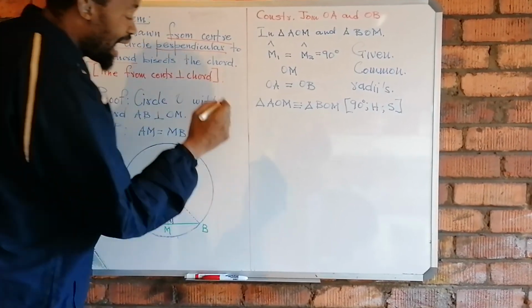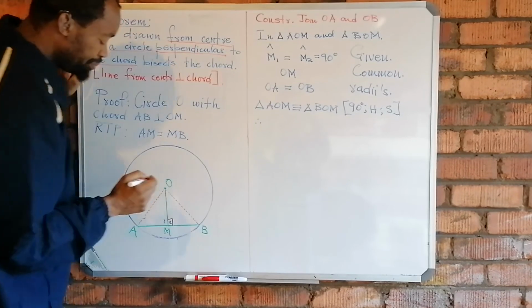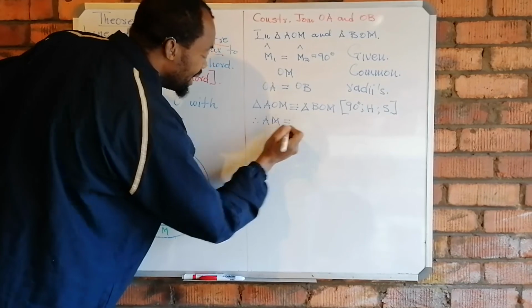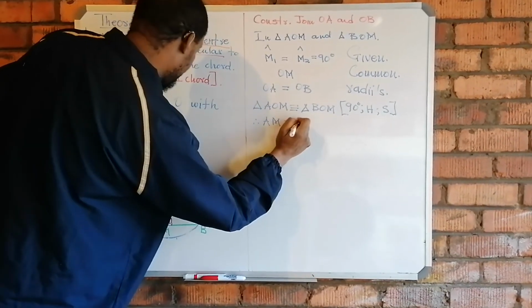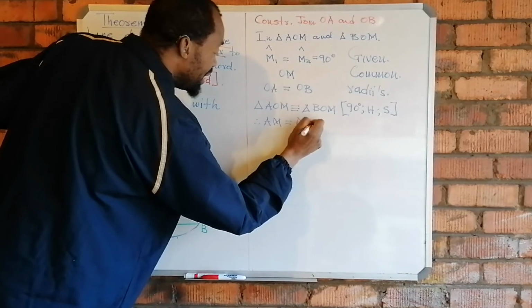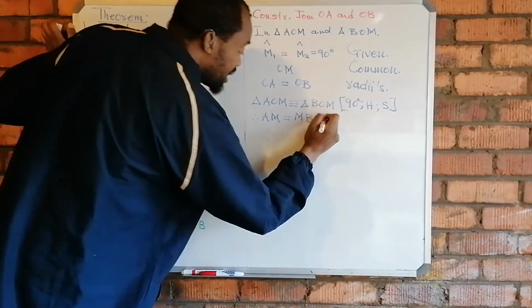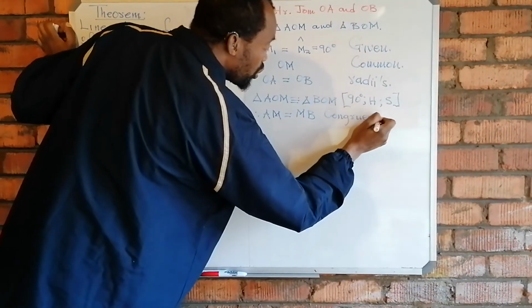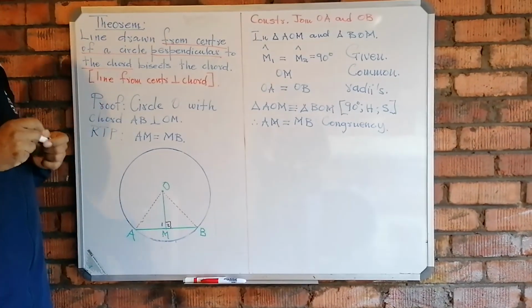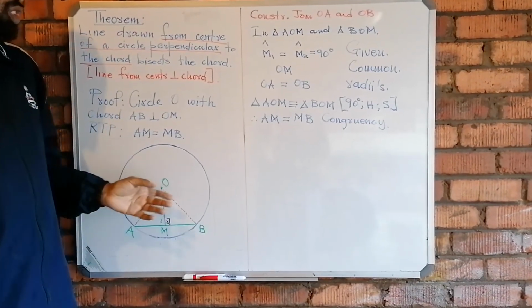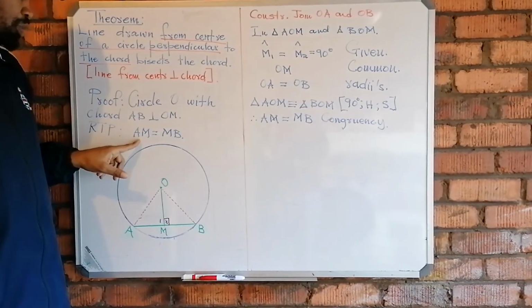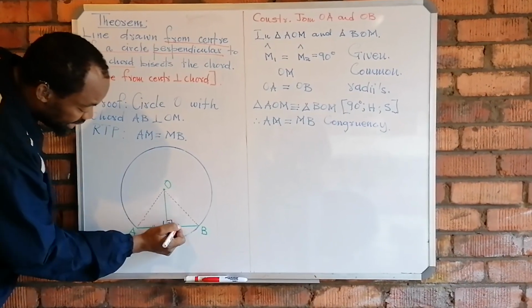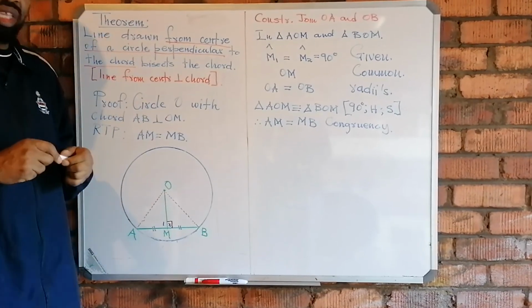Now, in that, I can therefore say this means line AM is exactly the same as line MB. How do I know that? I know that because of congruency. We have proved the theorem, folks. Remember, they wanted us to prove that AM is equal to MB. Now, we can go there and say these two are equal.